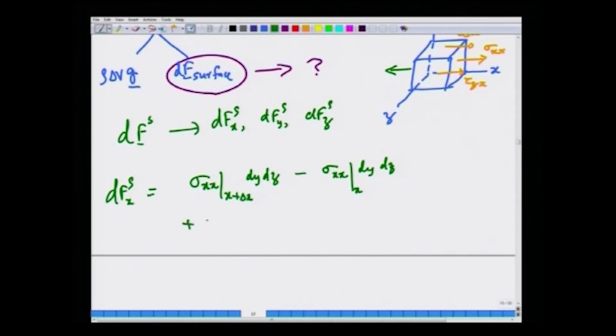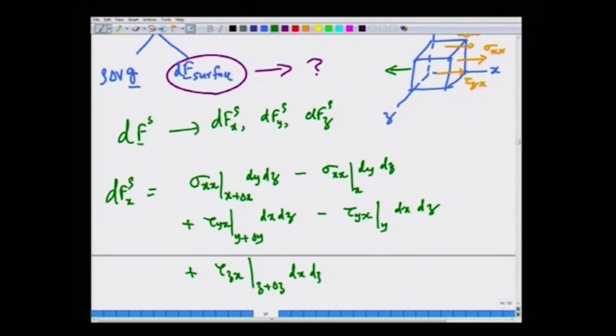So, plus tau y x at x plus delta x, sorry, now we have to be a little careful, times dx dz, this is the area over which things are acting, minus tau y x at x dx dz, plus tau z x, okay, this is at, sorry, this is at y plus delta y, this is at y, minus tau z x at z times, so this is dx dy. Now we have to use the Taylor series expansion.